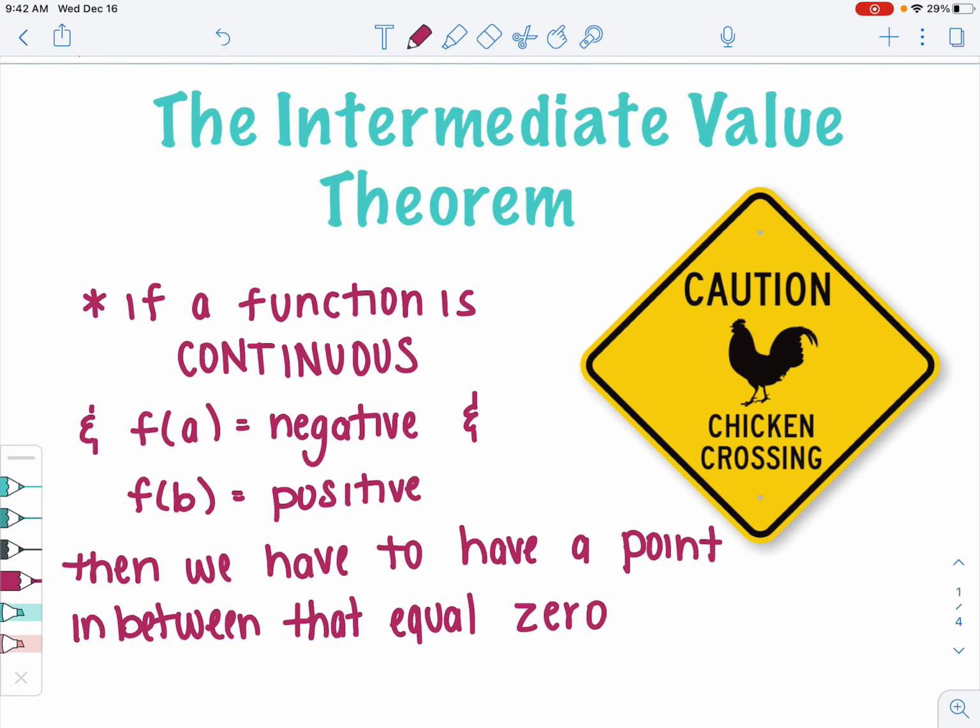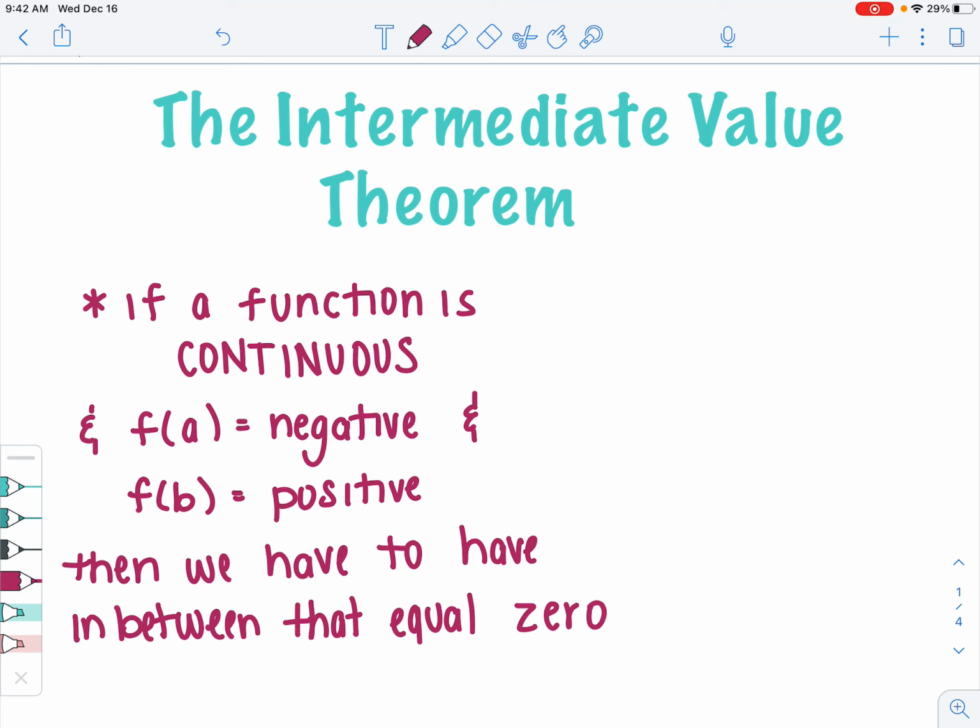And the reason this happens, if I give myself a little bit more room here, if I look at a picture of a graph, and I have some f of a, so we'll say here's a, here's b. F of a is a negative number. That means f of a is somewhere down here. And remember, f of a is just our way of saying our y value at a. So that means my point at a is in the negatives. My point at b is in the positives.